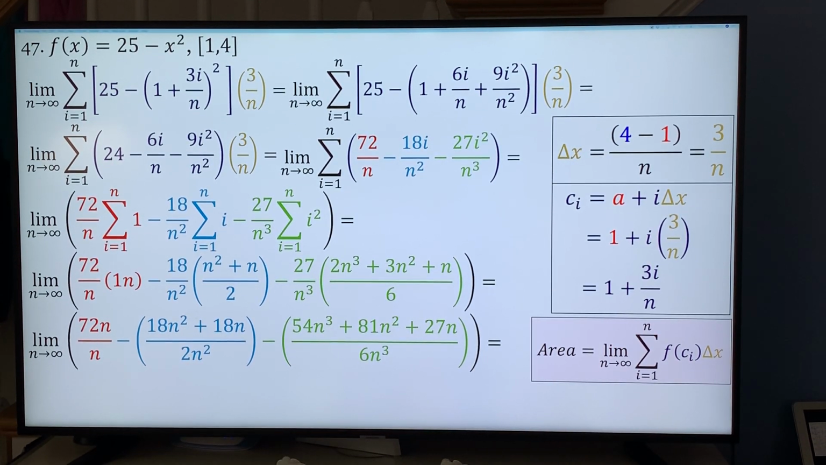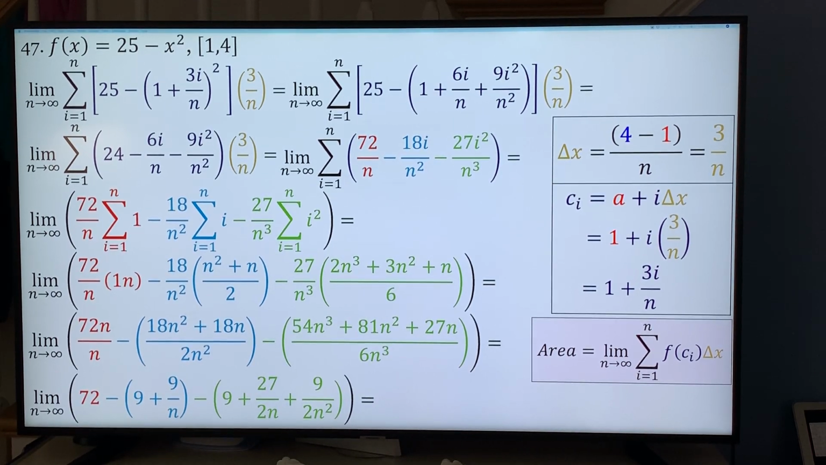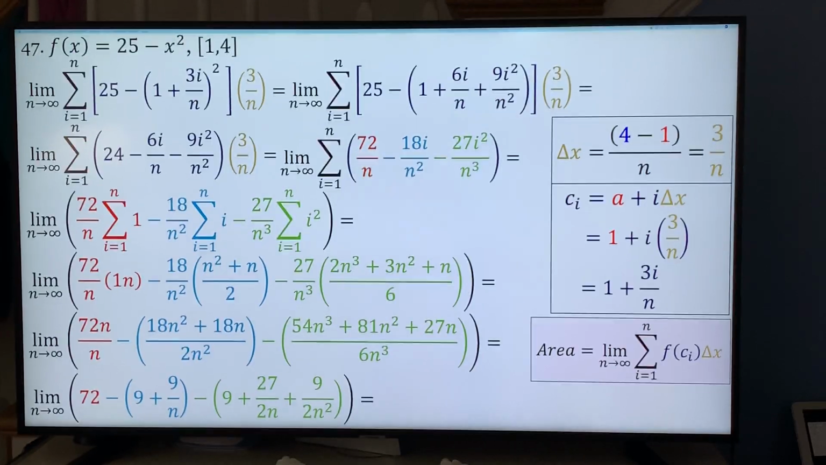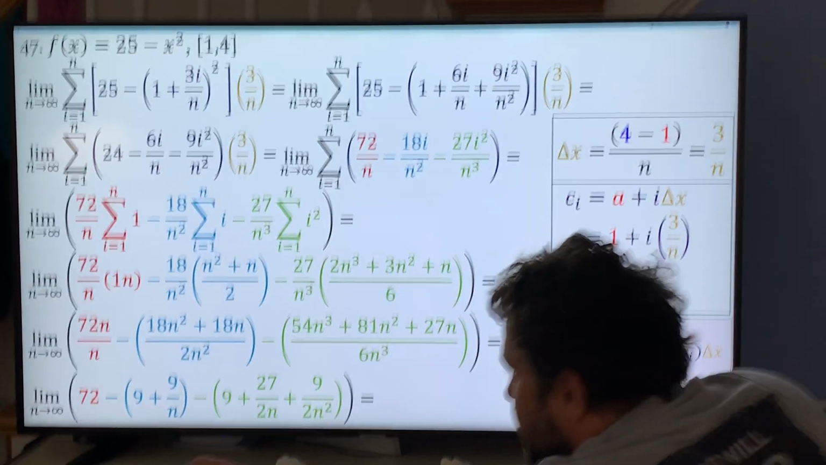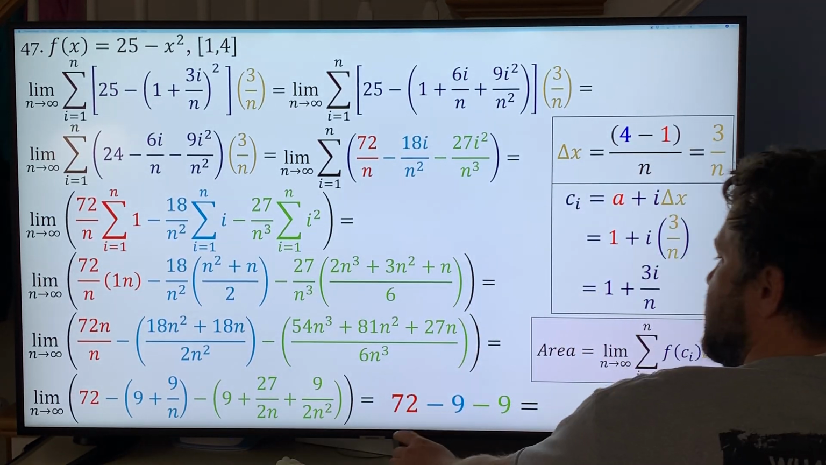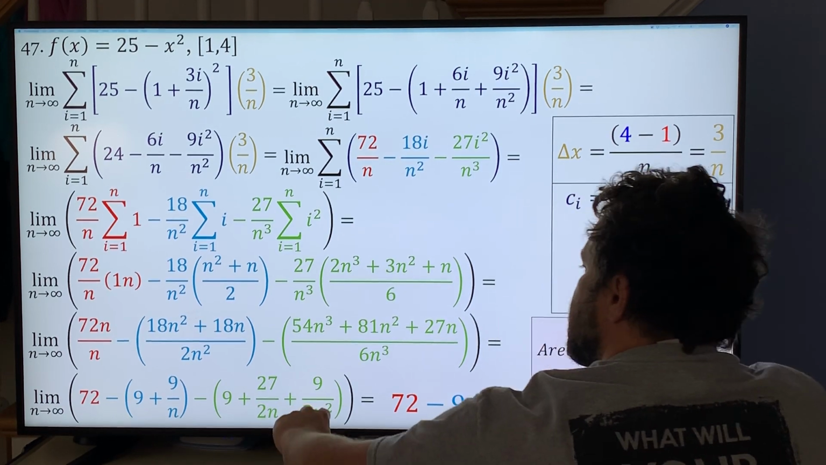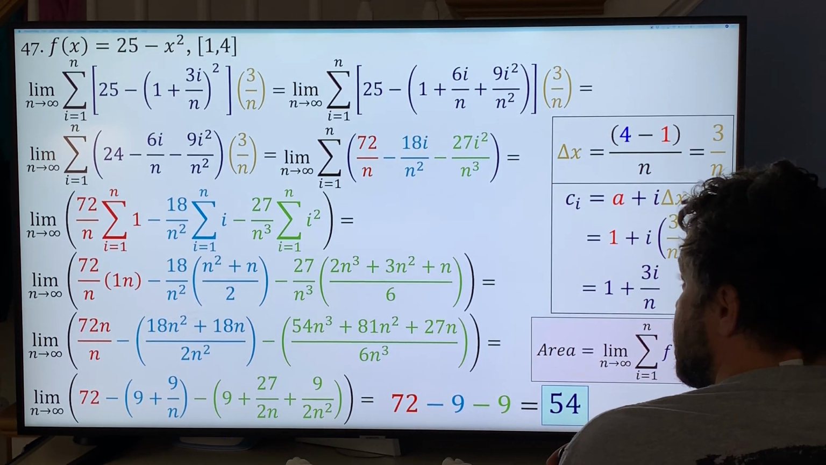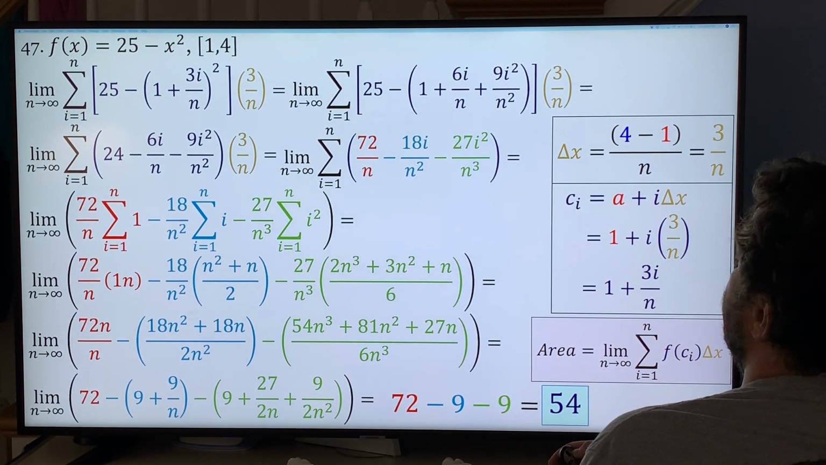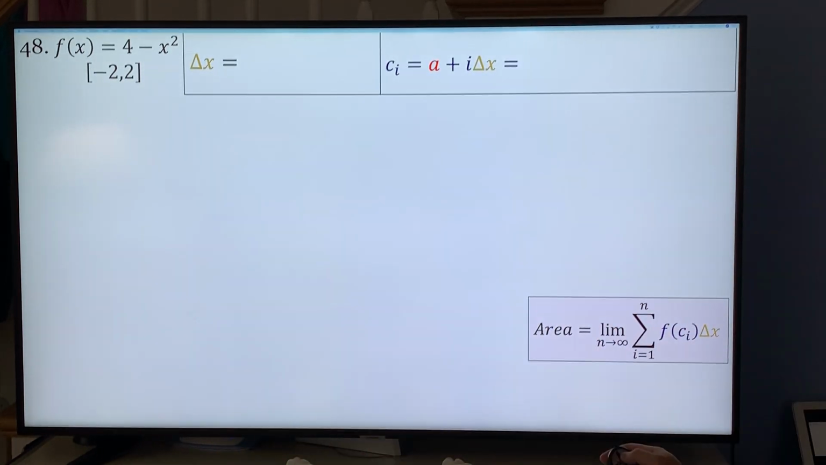You're going to use your L'Hopital's rule. When you use that, you keep your 72, you keep your 9, and you keep your minus 9. So 72 minus 9 minus 9. 72 minus 18 is 54. Once again, these all go to 0, because as you approach infinity and it's on the bottom, it goes to 0. All right? Awesome. Problem 48.